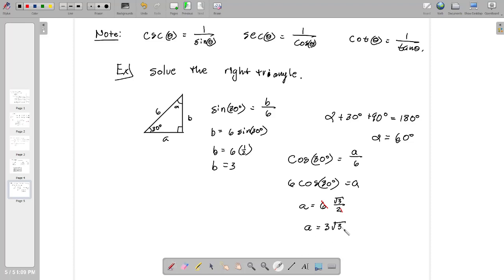And that's it. We've solved the triangle. We know what each side is. Alpha is 60, A is 3 root 3, and B is 3. And we know all the other angles were given. Angles and sides were given.